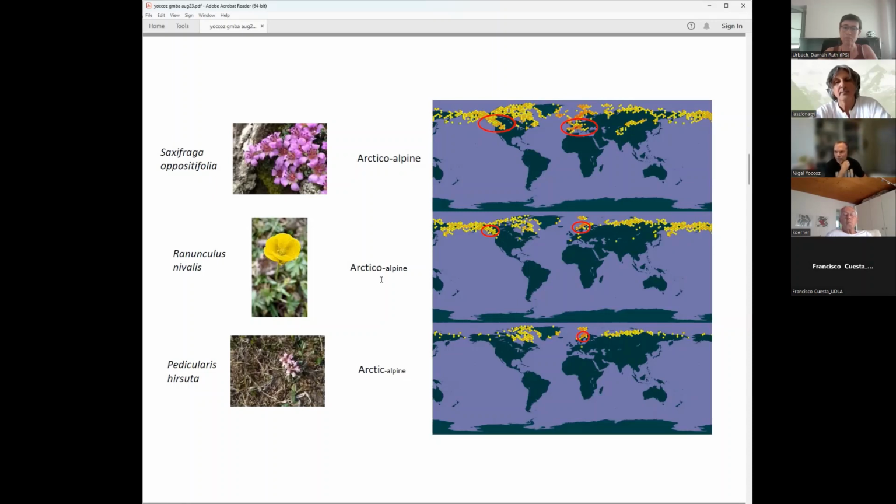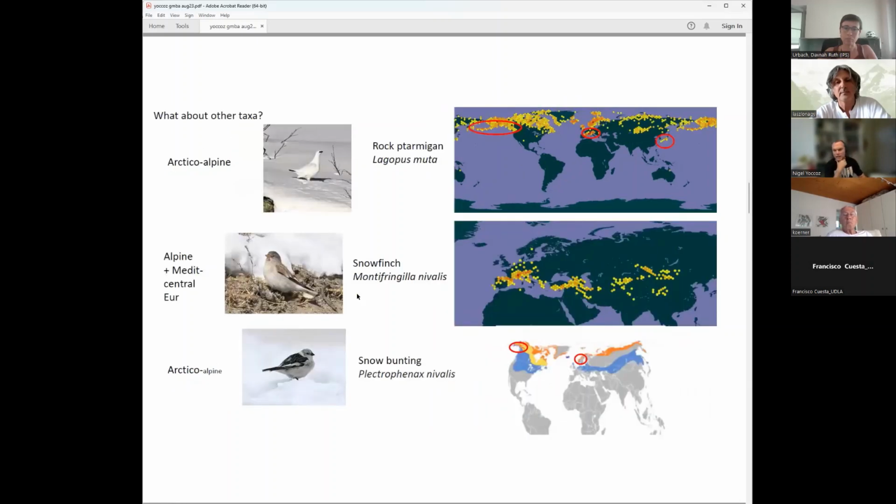So these dots that you have represent errors. And then you have the most Arctic one of these three species that they were showing in this paper, Pedicularis hirsuta, which is mostly Arctic. And then you have a few occurrences in the mountains, like, for example, in the Scandinavian mountains.